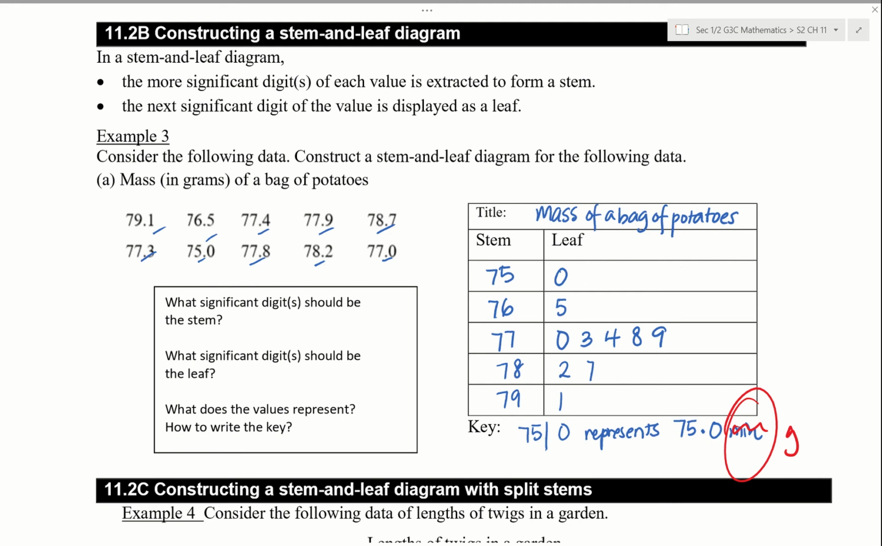Okay, then check the values, make sure you have a way of keeping track of which numbers were already written in your stem and leaf diagram.